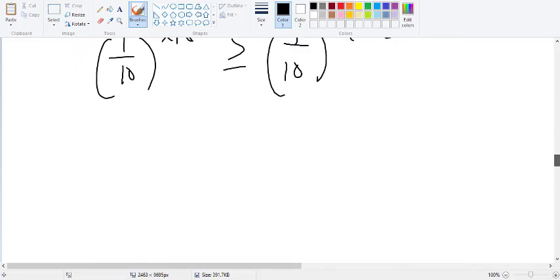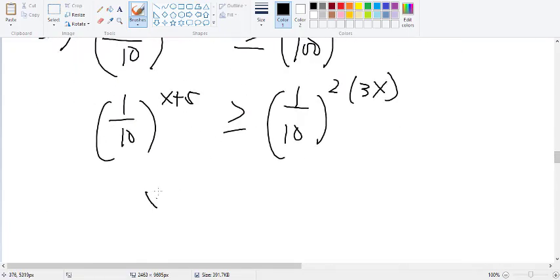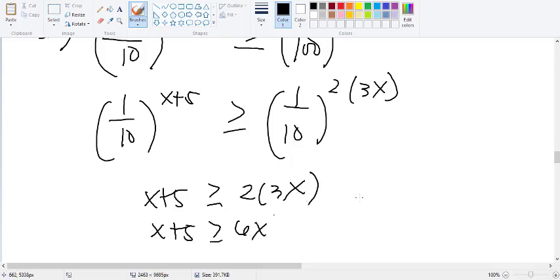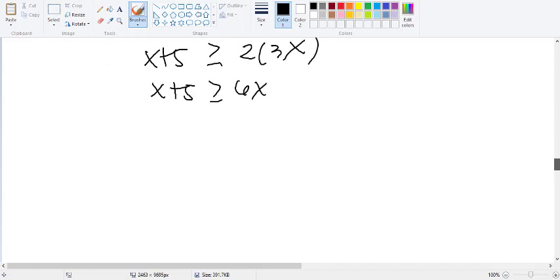Now, using again the one-to-one property, it will become x plus 5 is greater than or equal to 2 times 3x, which is 6x. Okay, anyway, x plus 5 is greater than or equal to 6x. Okay, so solve as is.